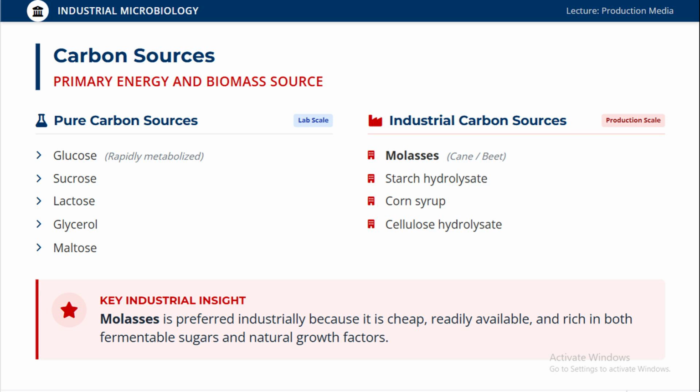For example, glucose is easily utilized and supports rapid growth, but in some organisms it may cause catabolite repression and suppress secondary metabolite production. Molasses is cheaper and widely used industrially, but its composition may vary and it may contain impurities. Oils can serve as excellent substrates for some antibiotic or biosurfactant processes because they provide high energy density. Thus, choosing a carbon source is not just a nutritional decision, it is a strategic decision affecting metabolism, productivity, and economics.